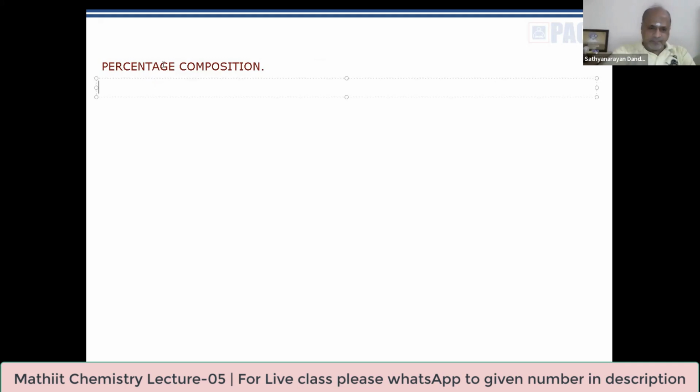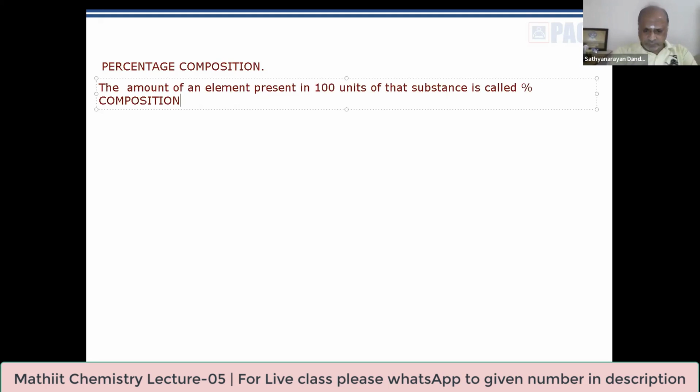The amount of an element present in 100 units of that substance is called percentage composition. Percentage composition is calculated based upon the molecular formula of that substance.